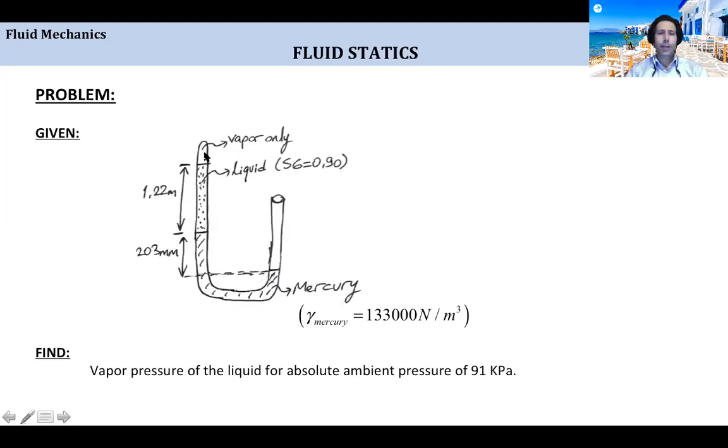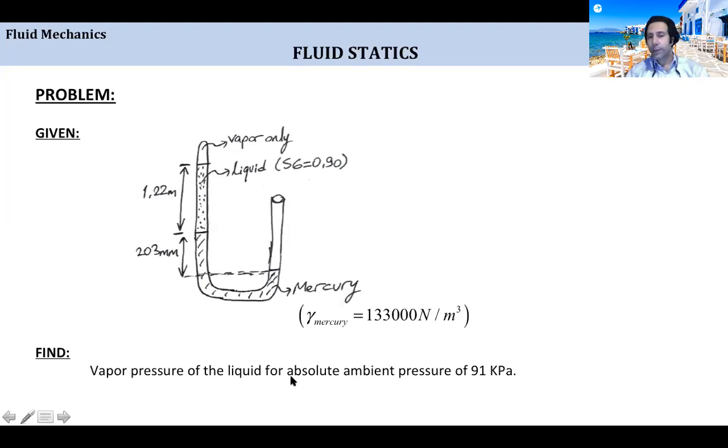So initially, let's say this is an absolute vacuum. You let the system stay, so liquid will fill in this space, the molecules that escape from the liquid will fill in this space and form a saturation condition or the equilibrium condition where the pressure builds up to the vapor pressure, as we discussed in earlier modules. So we know the vertical elevations in different fluid columns, and we are asked to find the vapor pressure of the liquid for an absolute ambient pressure of 91 kilopascal.